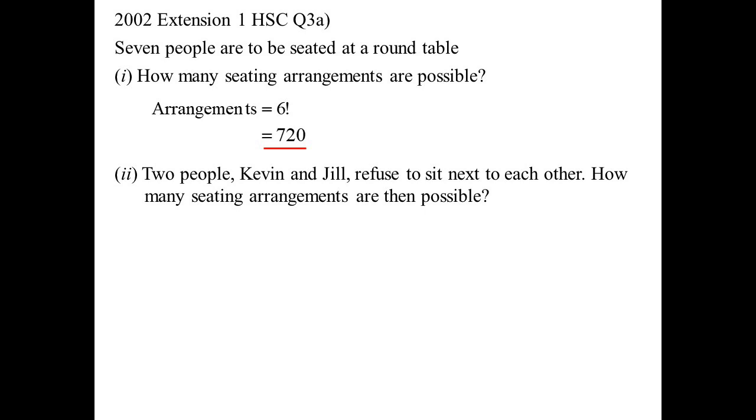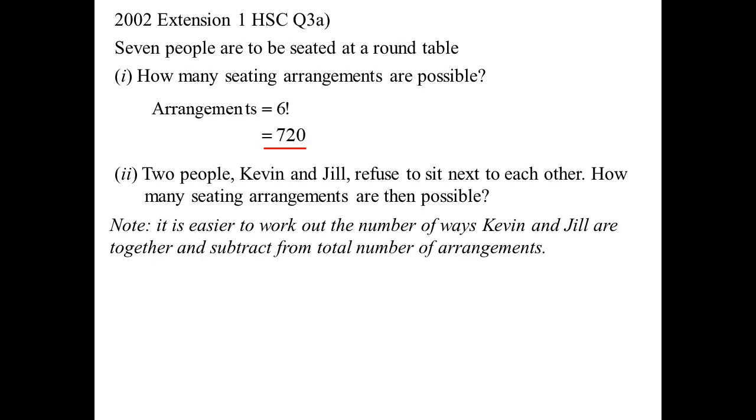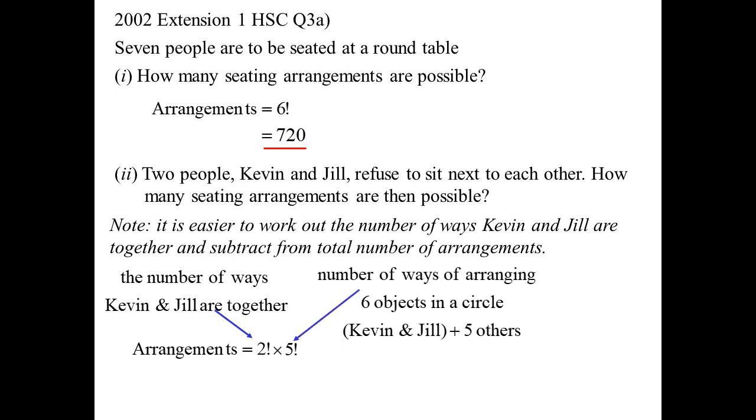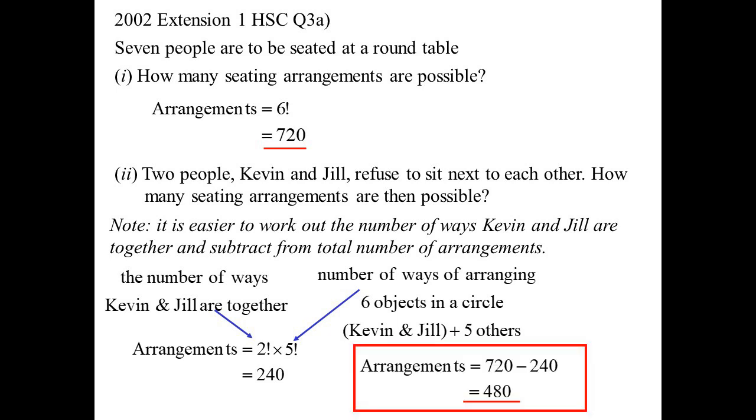These ones where they refuse to sit next to each other, there's so many different possibilities. It's usually a lot easier to work out how many ways where they are together and then subtract them from the total amount. So okay, let's work out how many ways they are together. So in their own little group, 2 factorial. Two people being arranged, 2 factorial. Now we're going to place this group of Kevin and Jill plus another, we got 5 people. So 6 objects all up, but we're putting them in a circle, not a line. So it'll be times 5 factorial. So we get 240. Total arrangements therefore, we subtract, so there must be 480 where they're not together.